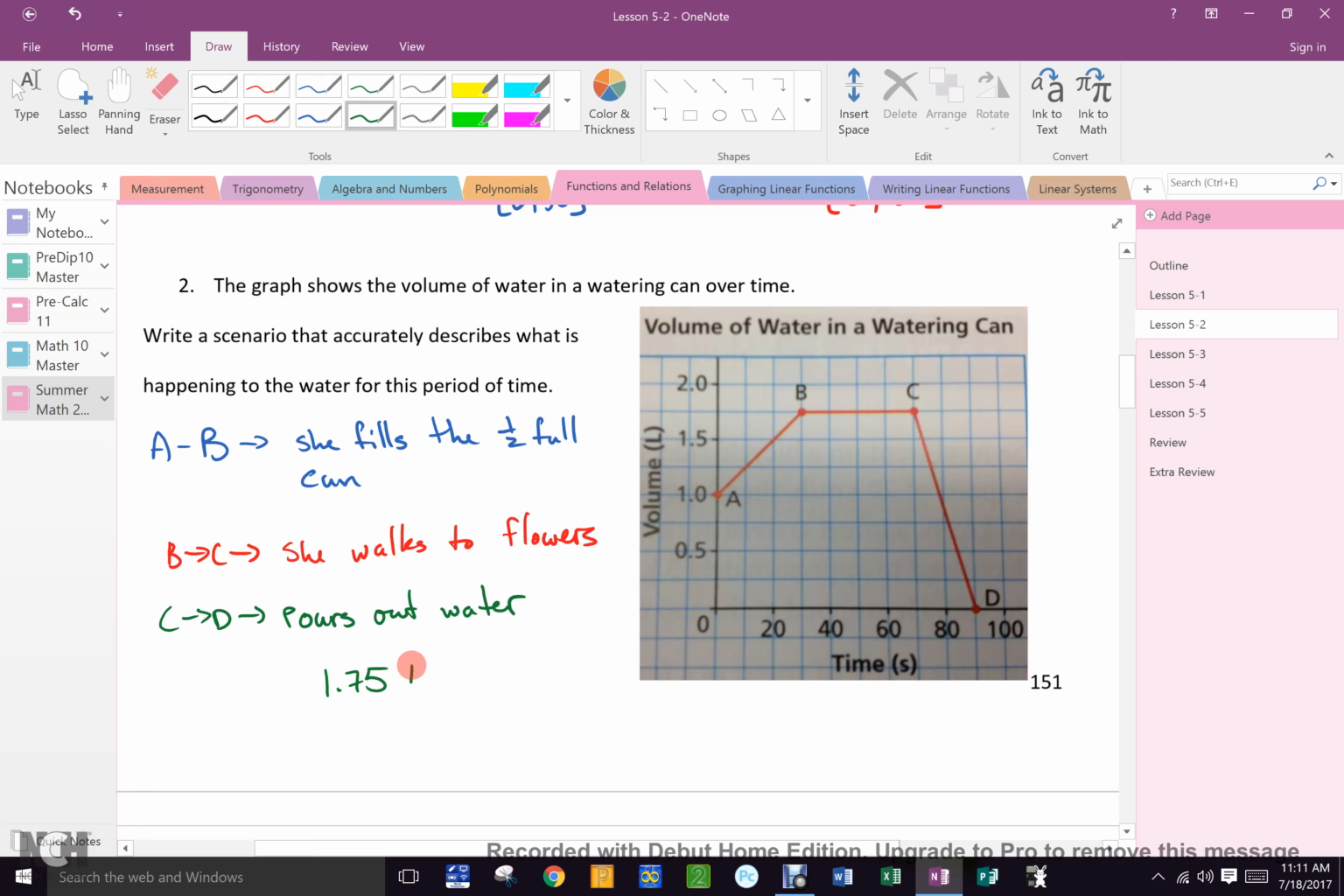1.75 liters in how many seconds? 20 seconds. Because she was up here at 1.75. She poured out 1.75 liters in, sorry, it's 20 seconds. Now, I thought you were a math student.